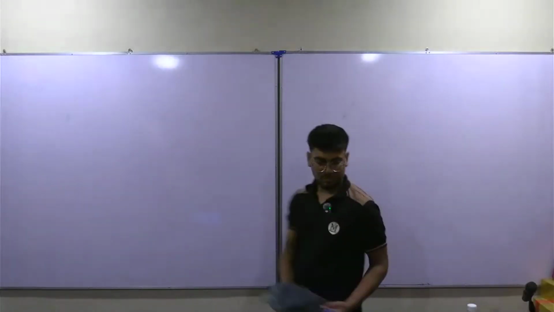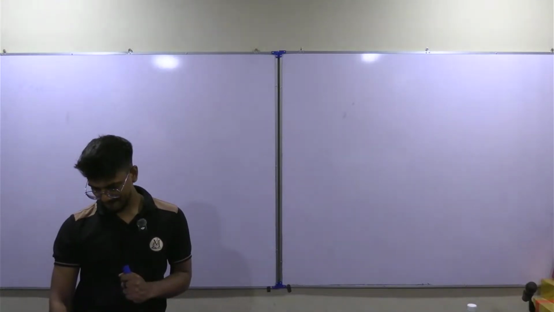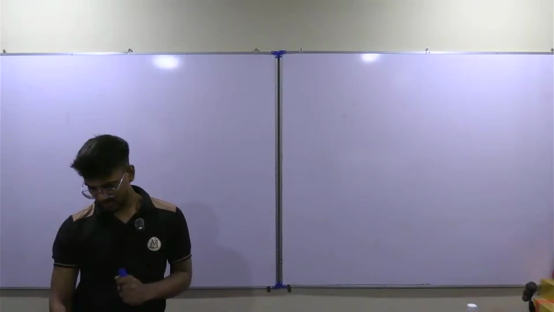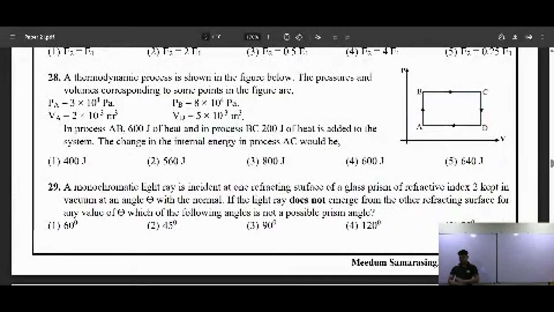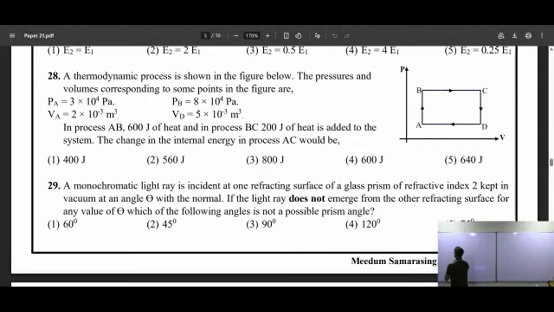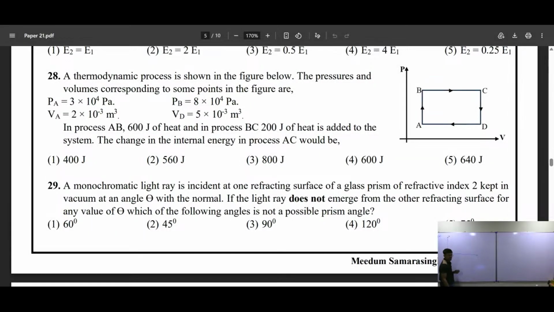Next one. Next question. This is question 28. Read the question. A thermodynamic process is shown in the figure below. It is a PV diagram. Normally, a thermodynamic cycle or a process is represented using a pressure versus volume graph. It is a cyclic process. There you have a clockwise cycle, traveling from A to B, B to C.